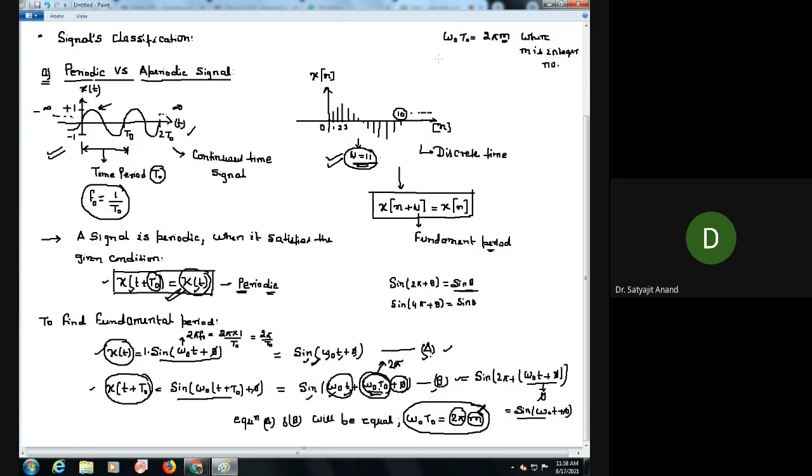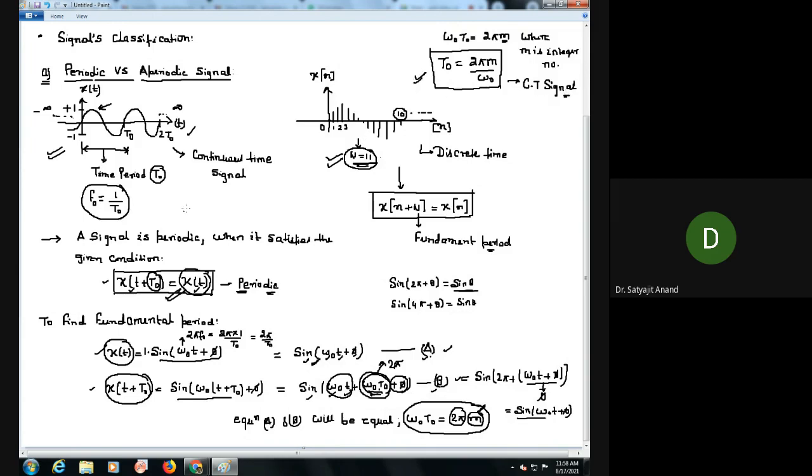Therefore, what is the fundamental period? That is T naught equal to 2 pi m upon omega naught. So this way you can find the fundamental period for a continuous time signal. Remember, whatever we have dealt with so far is for continuous time signals. So T naught is 2 pi m upon omega naught. Whenever you have to find the fundamental period, you consider this equation.